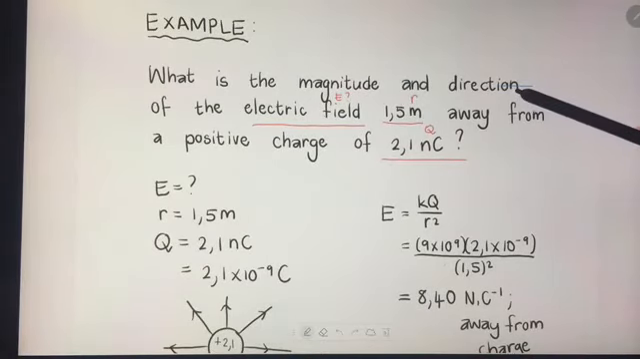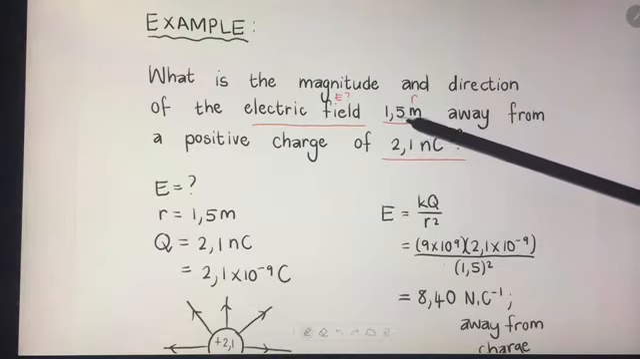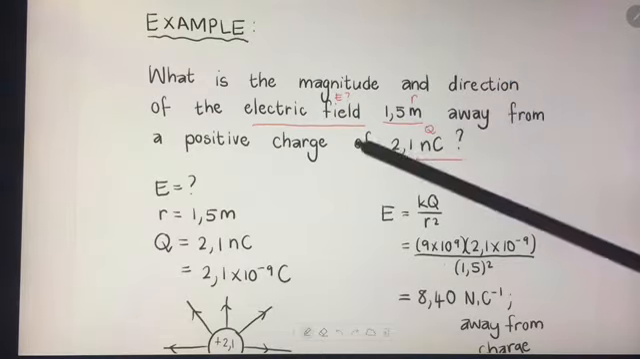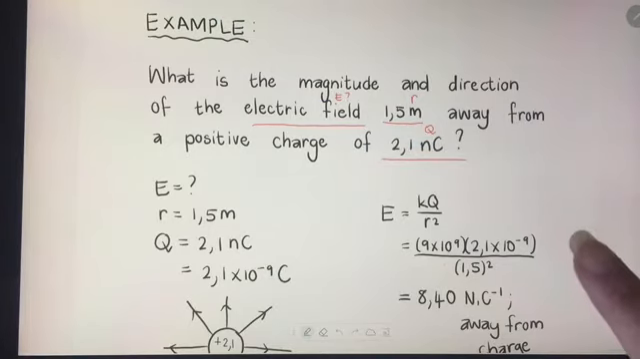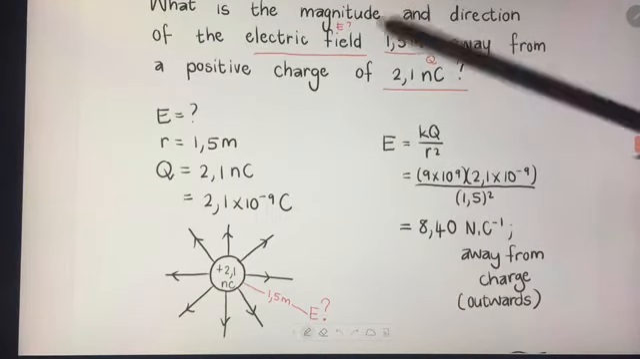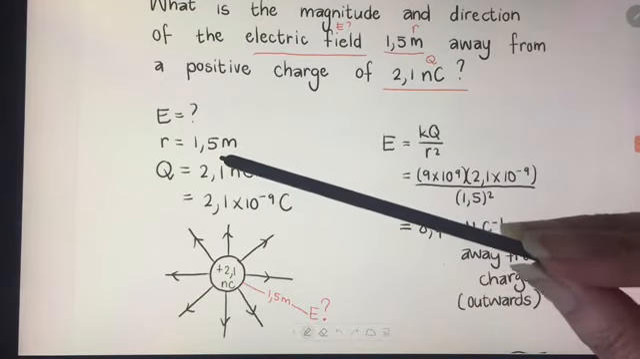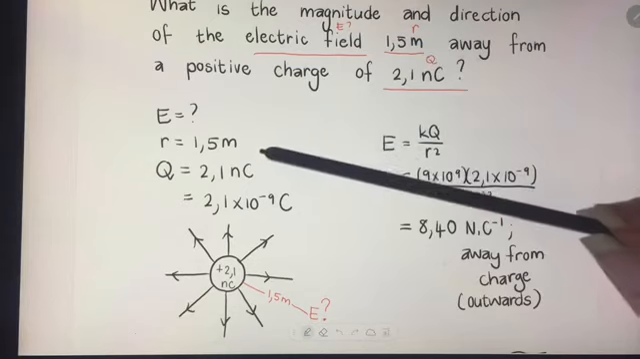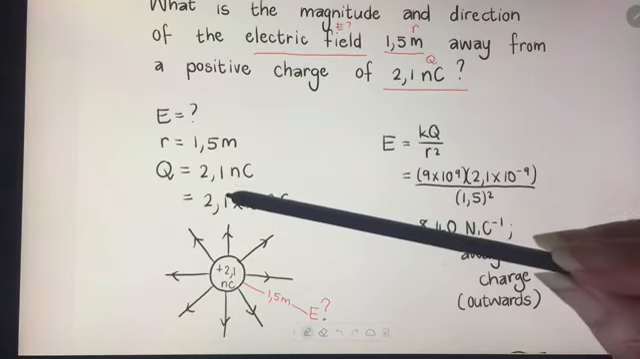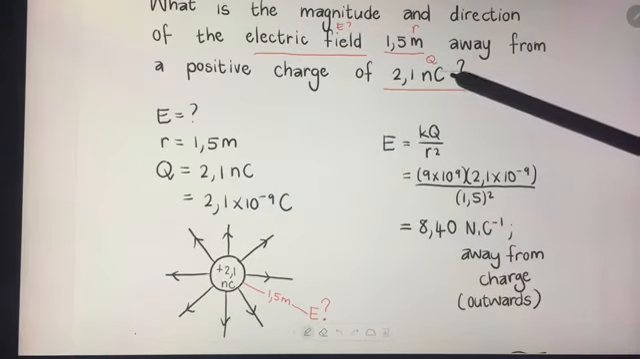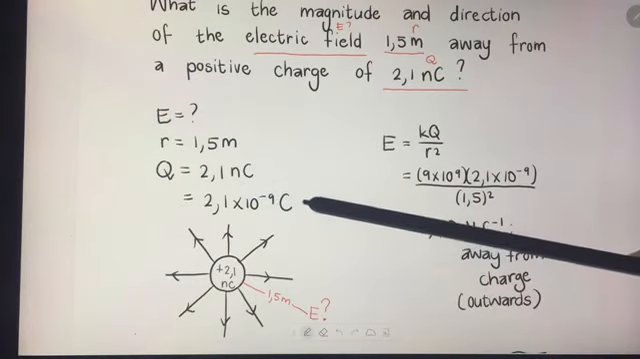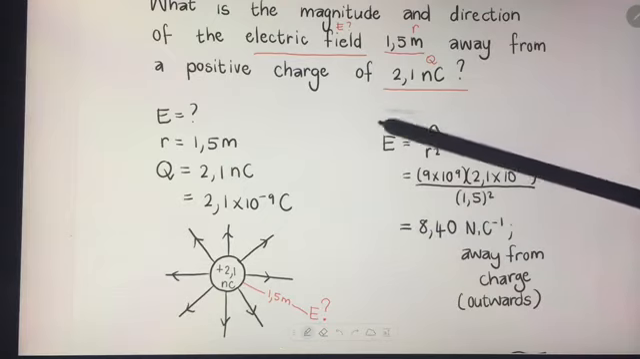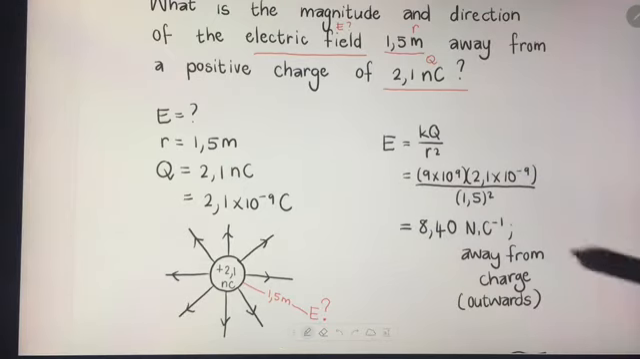What is the magnitude and direction of the electric field 1,5 meters away from a positive charge of 2,1 nanocoulomb? So I want to work out E. I've got r, it is in meters, I don't have to convert. The charge is given as 2,1 nanocoulombs, and I've converted that to coulombs. And that means I now need to use this formula.